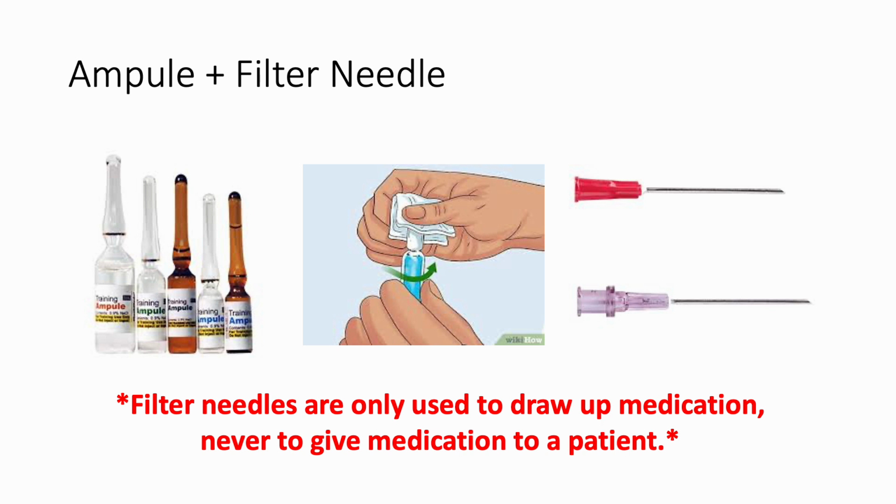And then as soon as we draw that up, we take the filter needle off and put it in the sharps and then replace it with a needle of the size that we need. We never, ever, ever give an injection with a filter needle. Okay, it is always taken off and replaced and only used to draw up medication. That's super important to know. And we'll practice this part in lab as well.